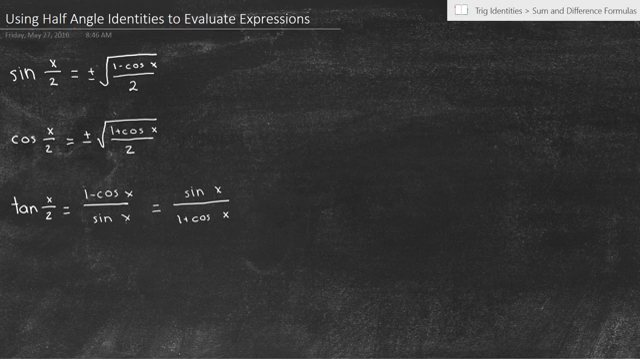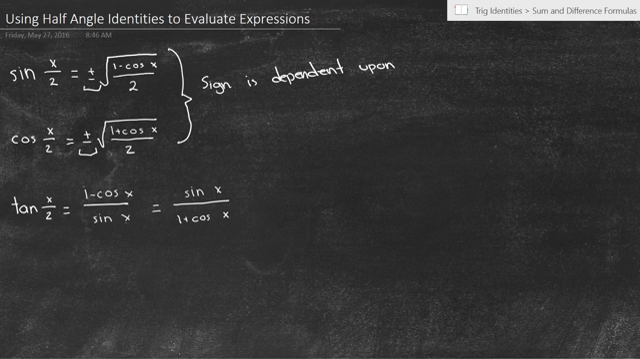Just one thing I want to note about these is that you see how they say plus or minus? It's not actually going to be plus or minus. The sign you use is dependent upon what quadrant you're in. So that means you have to know in what quadrant sine and cosine are positive.